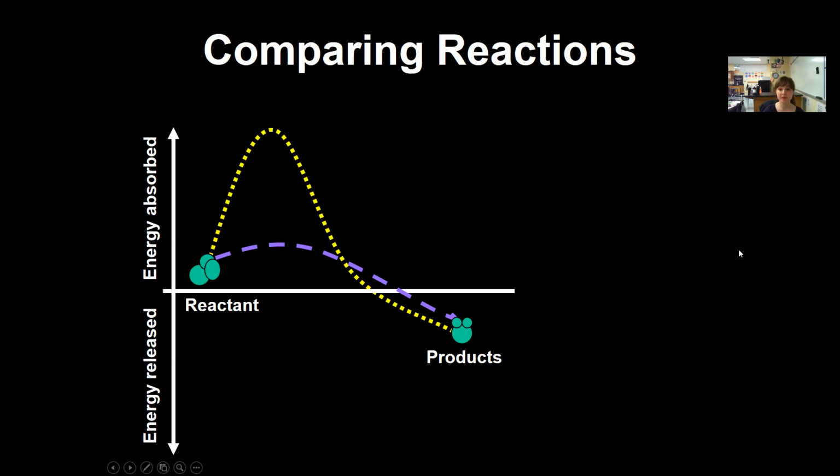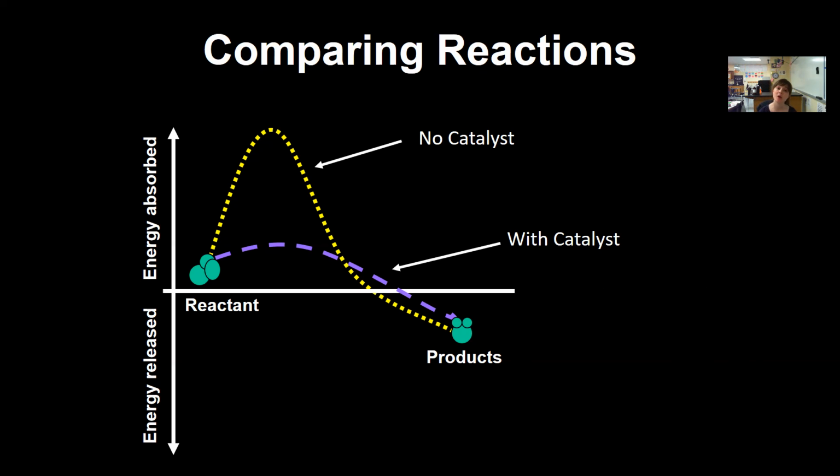So here we have two reactions. The one in yellow is a reaction with no catalyst present. Notice how much energy is required before it takes place. The purple is a reaction with a catalyst. It doesn't require as much energy. But notice that they got the same product. So if I went back to my soda analogy, a catalyst is almost like somebody hacks into the soda machine and makes it so that half the money gets you a whole Coke.